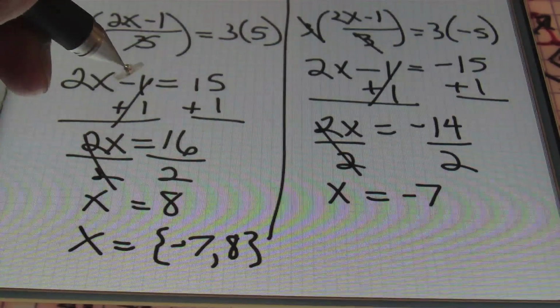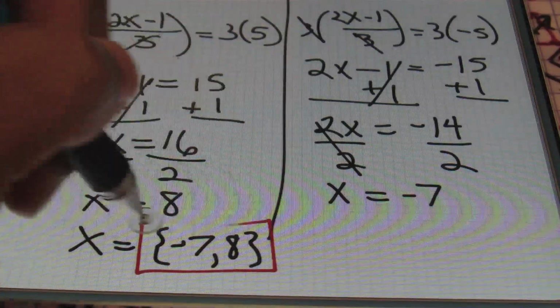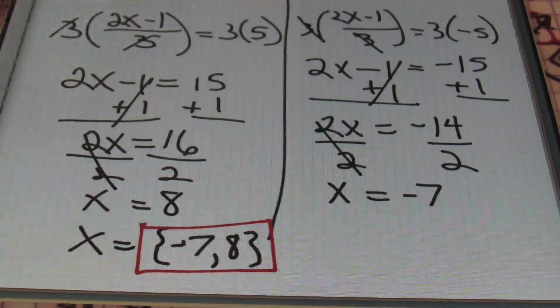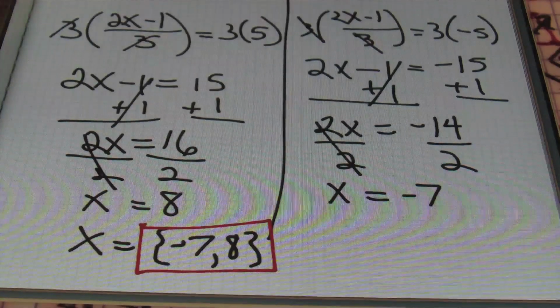That's it. There you go with those ugly brackets again. One of these days I'll get that down. All right, so negative 7 and 8. That's it. That's the solution. On to the next example.